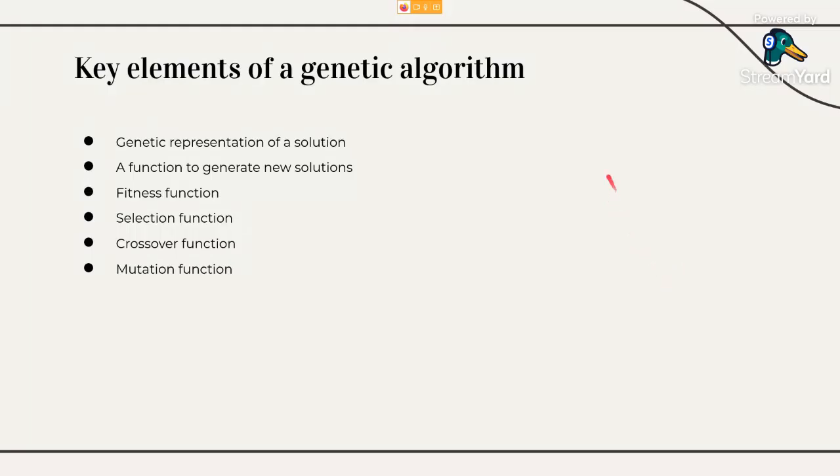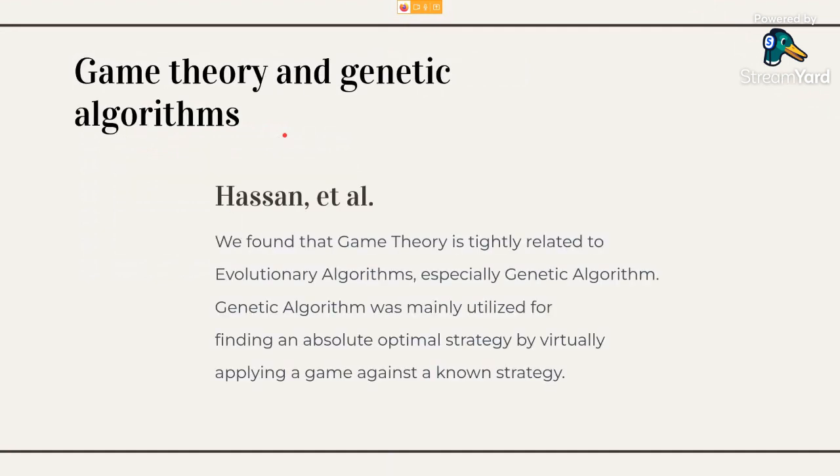Here are the key elements of a genetic algorithm. First, you need a genetic representation of a solution to codify it. You also need a function to generate new solutions, a fitness function that tells you how good a particular solution is, a selection function to select the best possible offspring, crossover, like I said, like how reproduction works, and you also have mutation, where you can change the genetic representation somewhat, which may not be called for, in quotes.